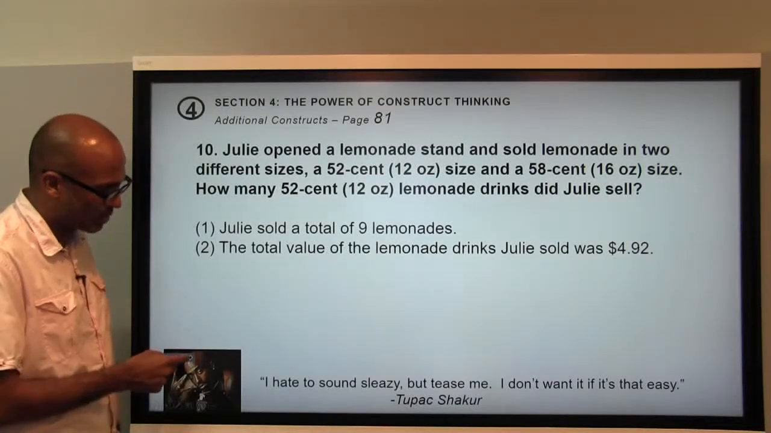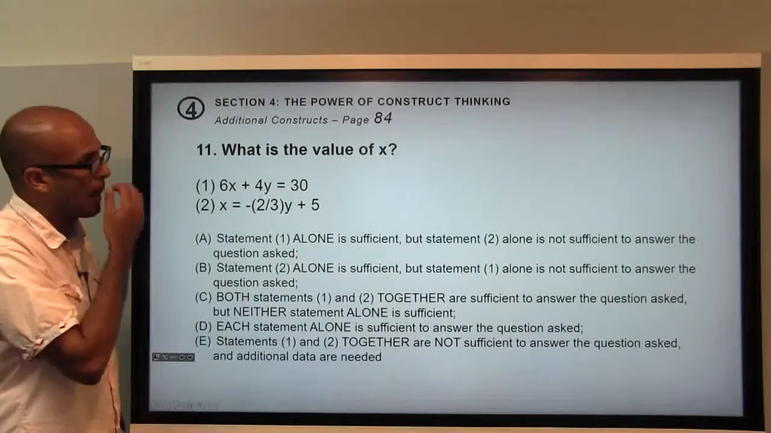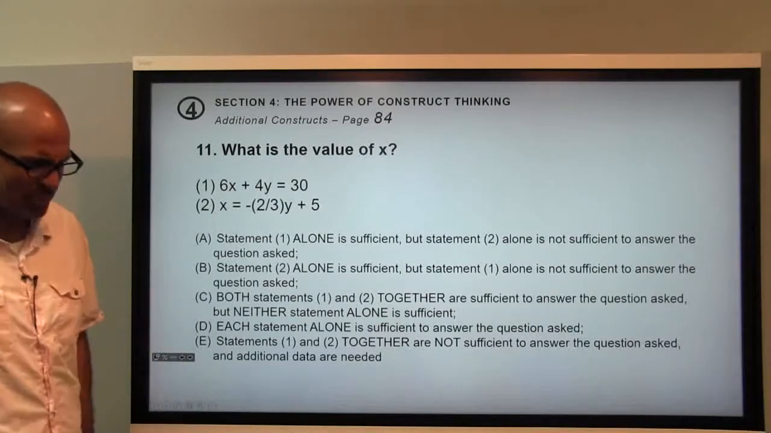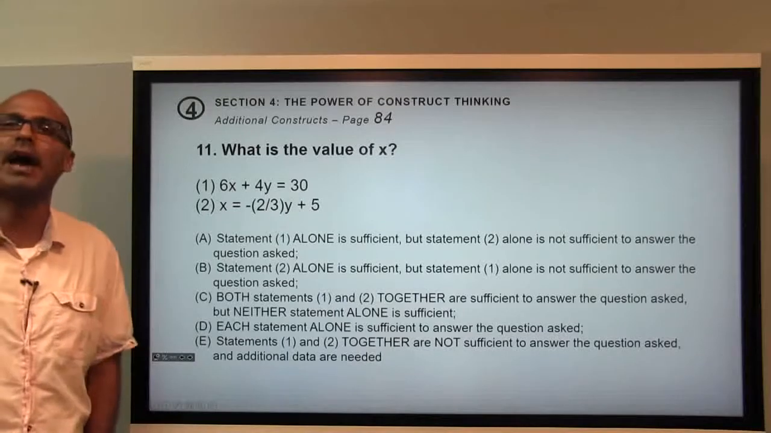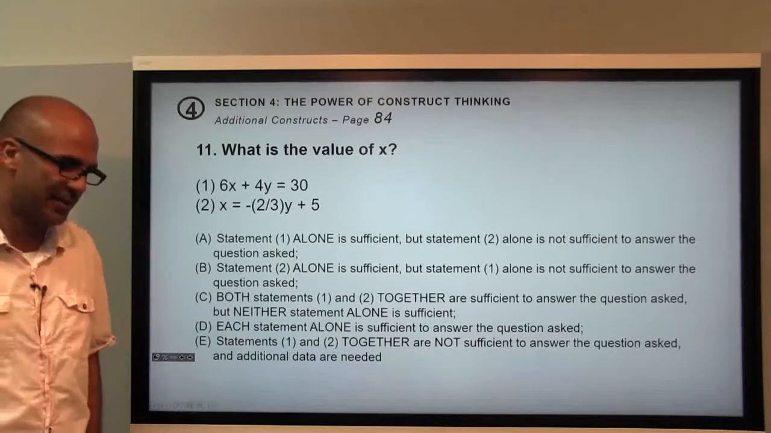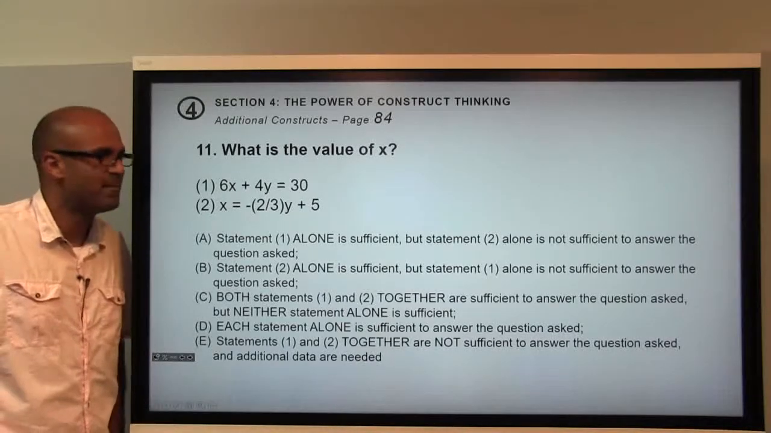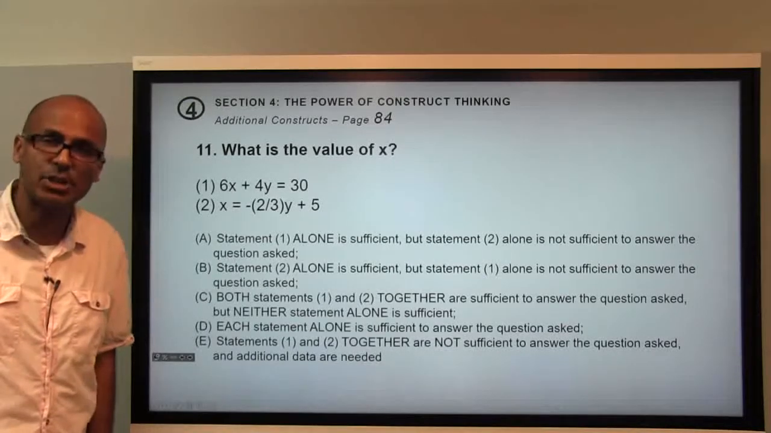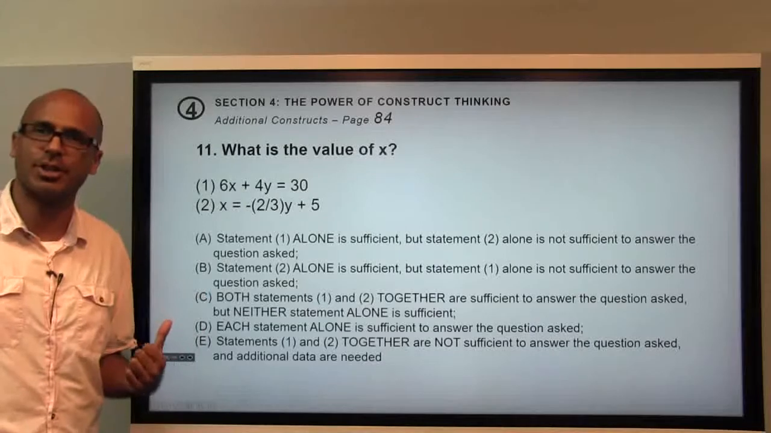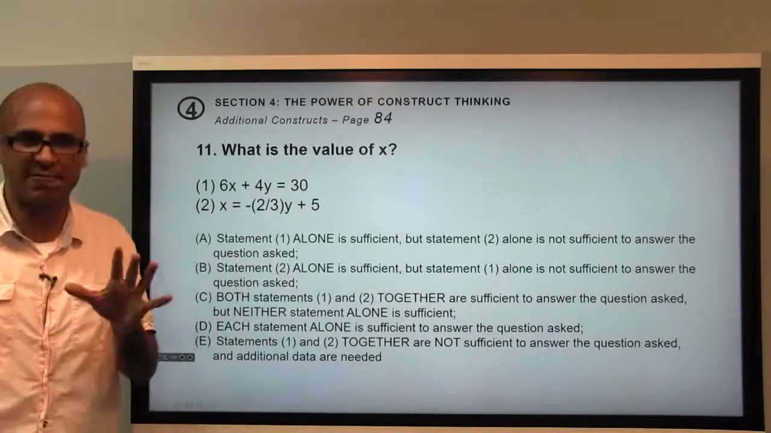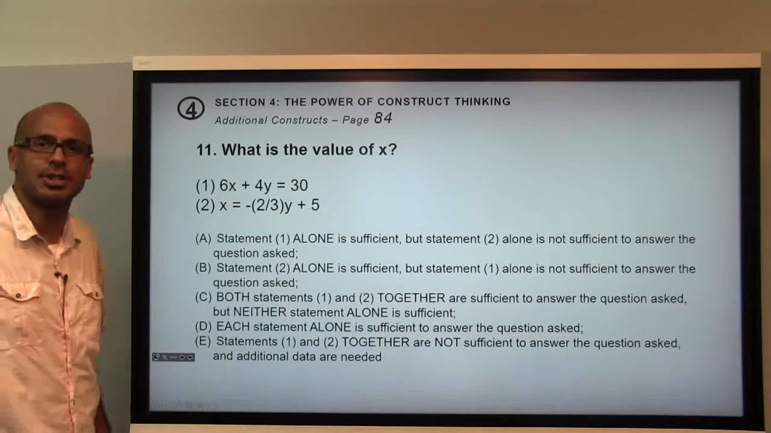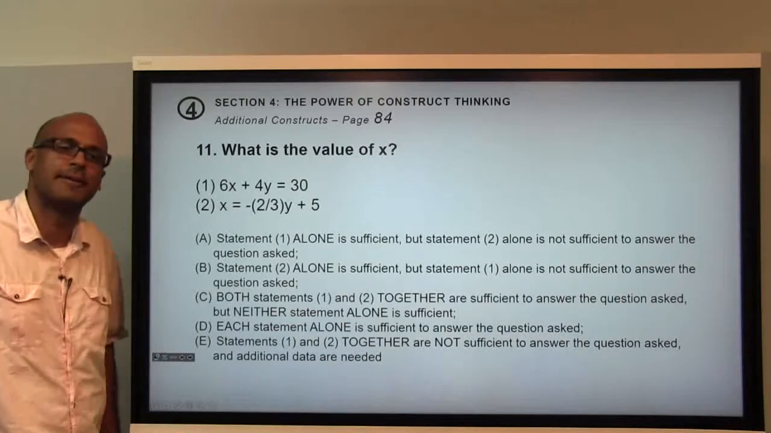I want to take a look at 1 or 2 more questions and then kind of call it a night, by looking at this one next. Notice what this says. It says, what is the value of X? What do you think is the classic knee-jerk response to this question? What do you think someone's likely to pick if they had 5 seconds to do it? What would be their answer on this question?